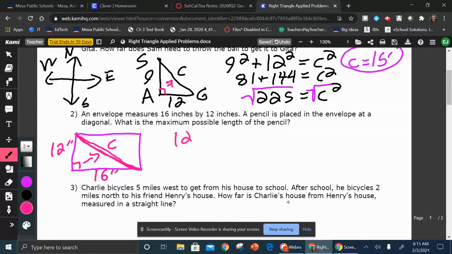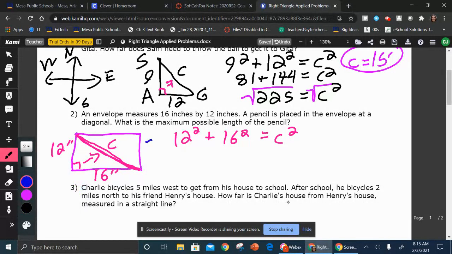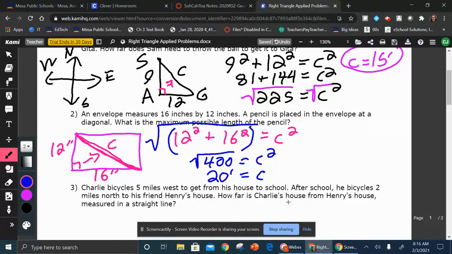So we're going to have 12 squared plus 16 squared is equal to C squared. And we can do this all together, using parentheses. So 12 squared plus 16 squared in the parentheses, and then take the square root. That's one way to do it all together. And when we do that, we actually get the square root of 400, which is 20, so it's 20 inches.